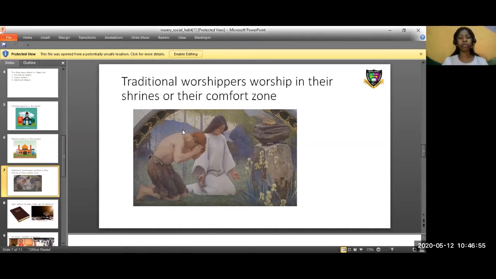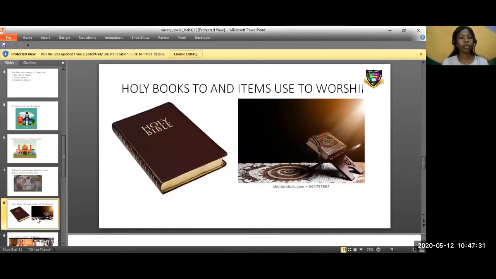It can be their bedroom, their sitting room, their compound. That is where traditional worshippers worship their god. Like I told you, traditional worshippers don't go to church, neither do they go to mosque, but they worship where? In their comfort zone. It can be their house, their sitting room, their compound. Very good. Now we move on to the next one.